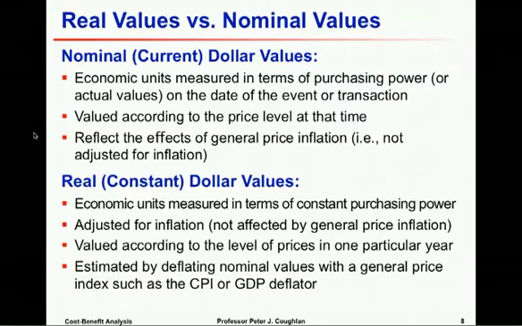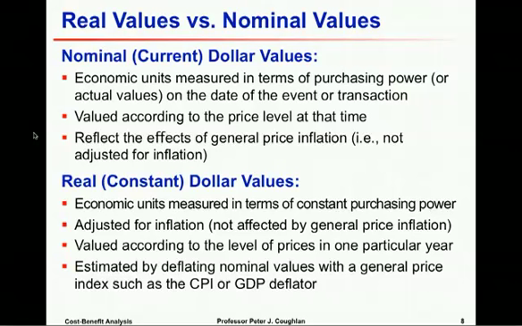And to do so, let me define 2 more terms, 2 more ideas that are also defined in the OMB Circular 894. They are nominal dollars versus real dollars, or nominal dollar values versus real dollar values, or current dollar values as opposed to constant dollar values. And when we say current, we don't mean now, we mean current as of the year in which we are referencing. So nominal or current dollar values are economic units measured in terms of the purchasing power or actual values on the date of the event or transaction.